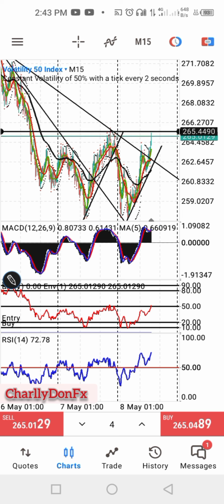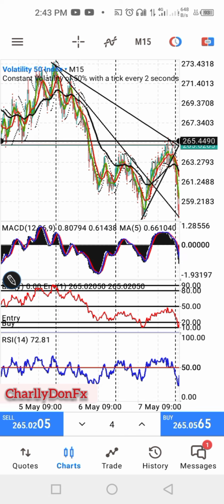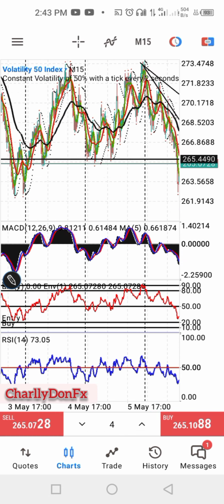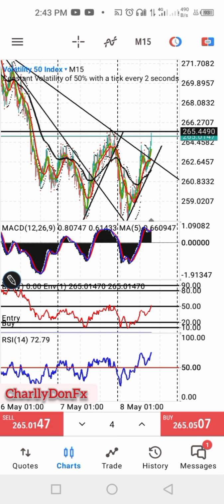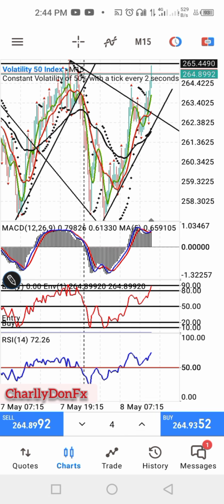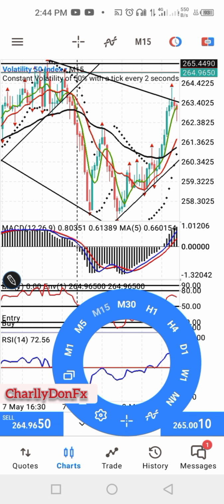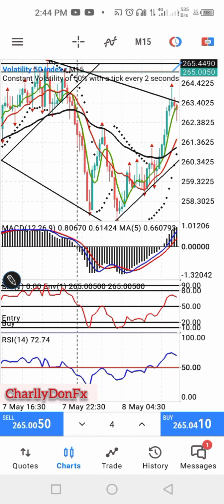We have a resistance at that level. So now let's kick off with the explanation on how this really works. Okay, what next? We'll plot here too. You will see that the chart is really rough.